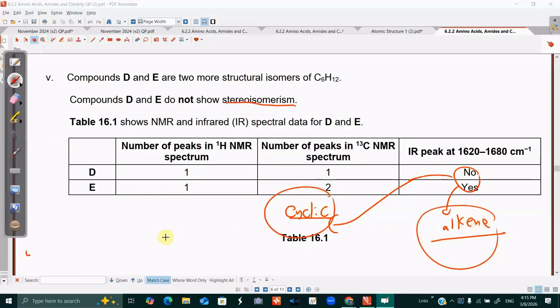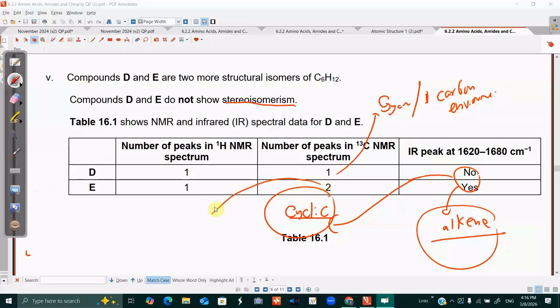Number of peaks of C13 NMR spectrum. One is saying 2, one is saying 1. What does it mean? Number of carbons. It means unique carbon environments. Yeah, very good. There's only one carbon environment, so it must be a symmetric molecule having one carbon environment. Very good. There you go.